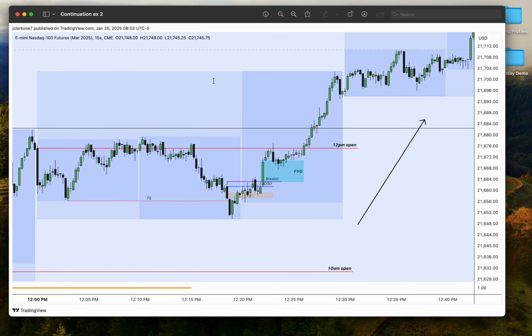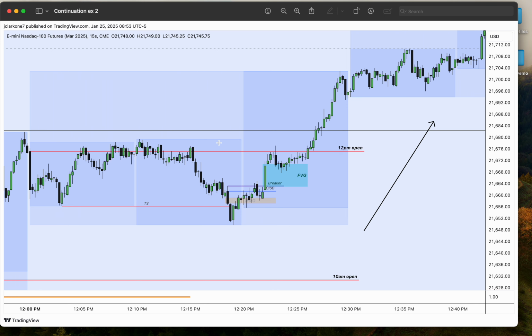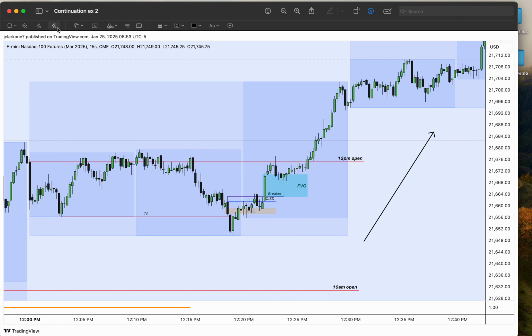And then the next schematic here, the next picture, we'll zoom in on that. So this is going to be the 15 second. So we have the 12 p.m. open, and then we drop down below the open. That's when you want to be looking for a long, but we're still above the 10 a.m. price. So we're looking for continuation.